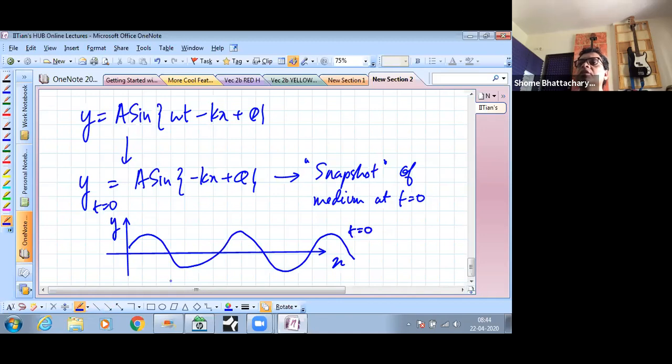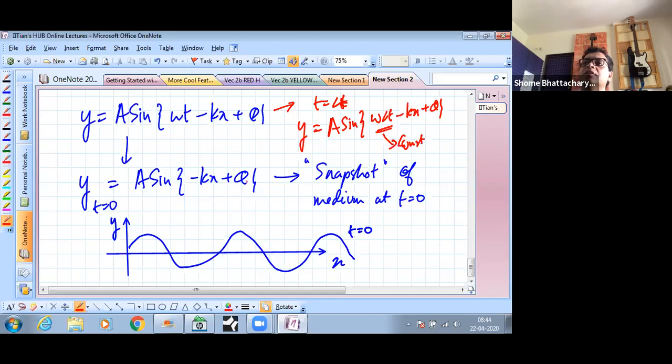Okay. Now in the same thing, suppose we change the time to now t equal to delta t. So we fix the value of time as delta t. So this equation now becomes y equal to a sine omega delta t minus kx plus phi. But remember that this omega delta t is actually now a constant. So you can see that again the graph is of a sine minus kx plus some constant. But that constant is now phi plus omega delta t. Because here the constant was only phi.